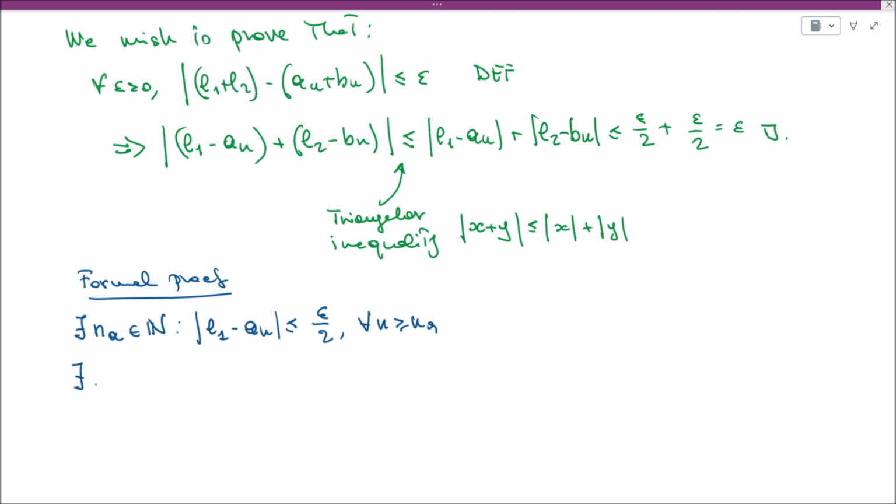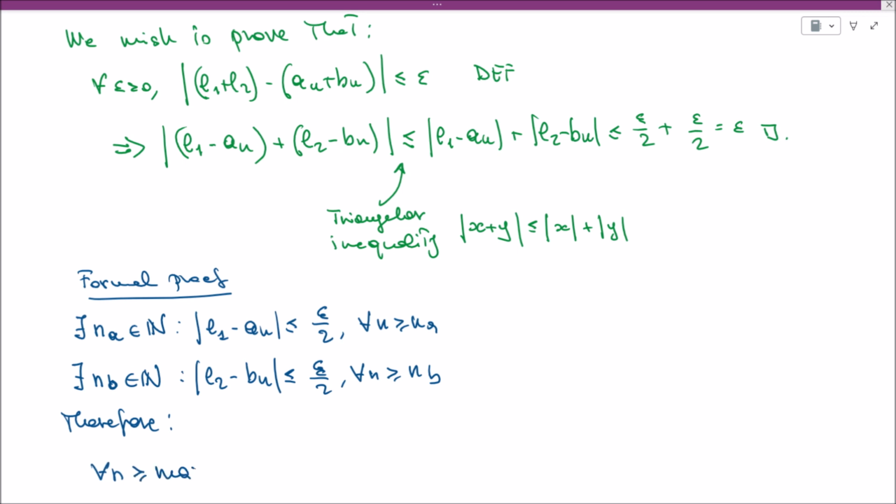Same way for the bn sequence, there exists an NB in the natural numbers such that |L2 minus bn| is less than or equal to epsilon divided by 2 for every n larger than or equal to NB. Then, therefore, we can say that for every n which is larger than or equal to the max of the set NA and NB, both of these conditions are verified.